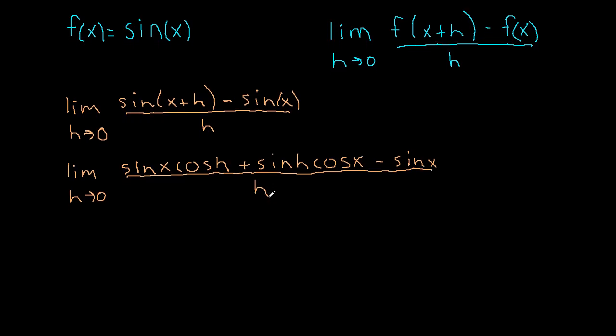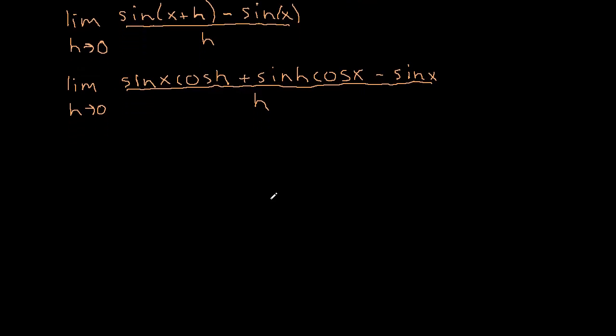Well, now what? We still can't use direct substitution. We still get 0 over 0. So what can we do? If you look at this term here and this term here, they have something in common. They both have a sine of x. So let's see what happens if I factor a sine of x out. Factor this sine of x out, and I'm left with a cosine of h from that term, and a negative 1 from this term. Then don't forget this guy right here, I'm just going to add him to the end.